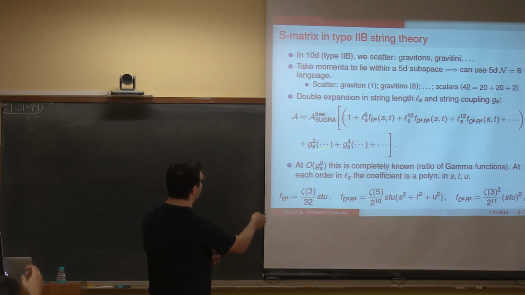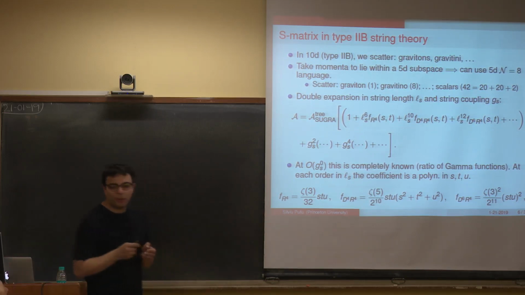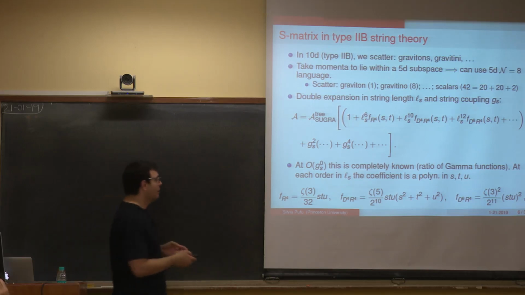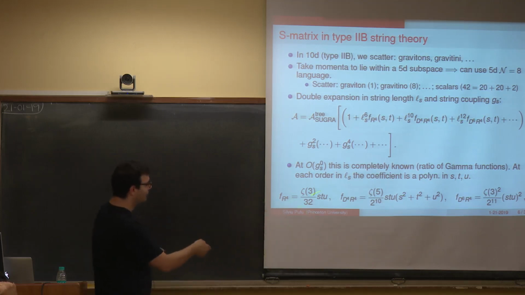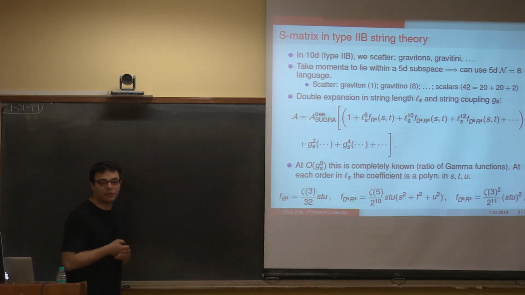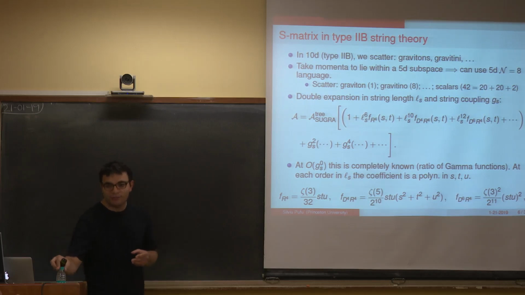These terms over here are more complicated, and I'm not going to talk about them. Because the whole thing is known, we can read off what these coefficients, these functions of S, T and U are, and these are the first few. R to the 4th, then there's D to the 4 R to the 4, and then D to the 6 R to the 4, and so on. So in this case, D to the 4 R to the 4 appears.